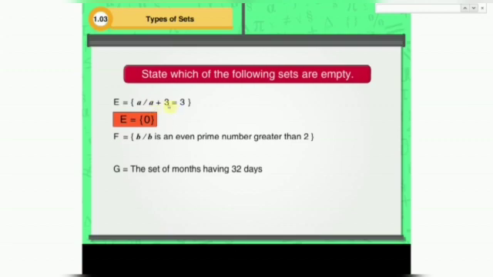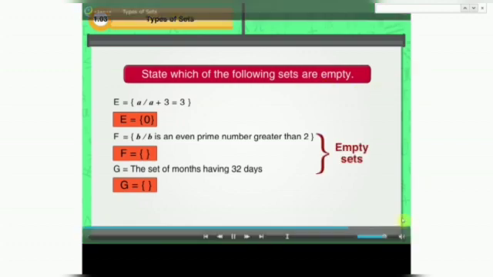0 is an element of set E. Set F and set G have no elements, hence they are empty sets.